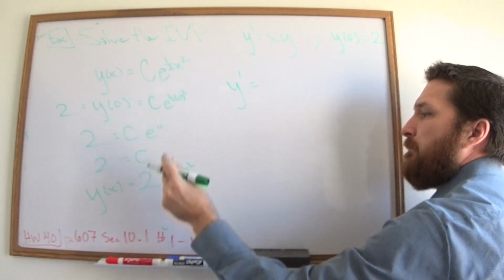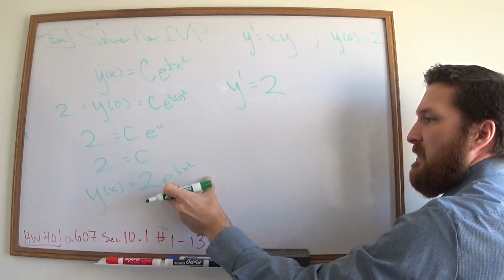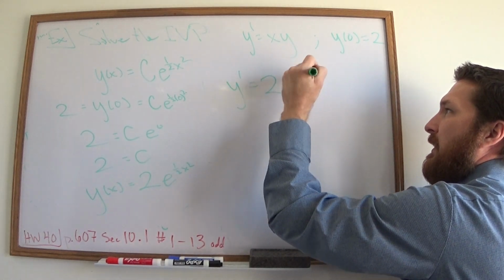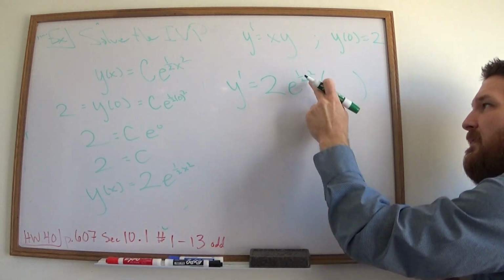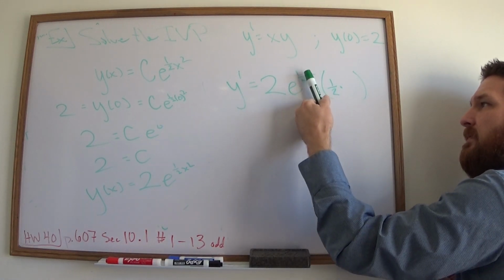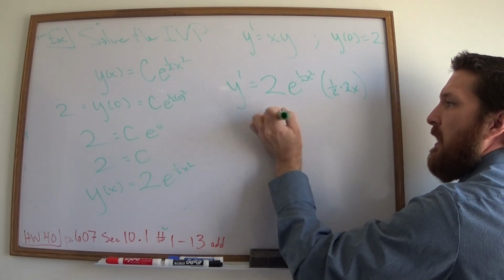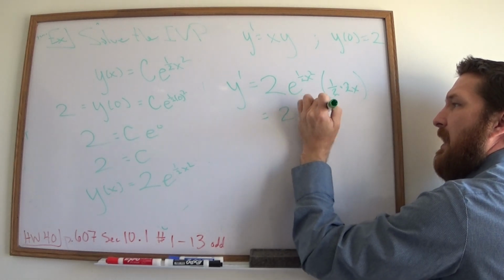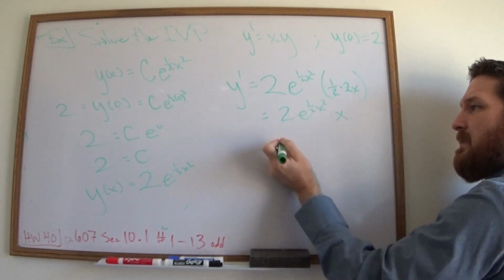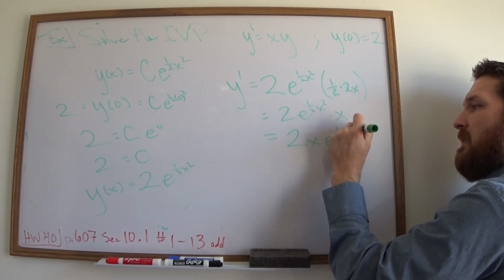y prime, let's see, 2 comes along for the ride. The derivative of e to the stuff is just e to the stuff. Now I gotta multiply by the derivative of the inside stuff, which is 1/2 times derivative of 2 comes down, 2x, 2's cancel. I get 2e to the 1/2 x squared times, all that just works out to plain old x. I'm going to rewrite that as 2x e to the 1/2 x squared.